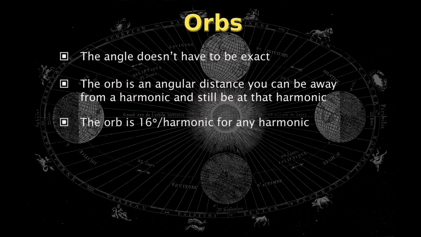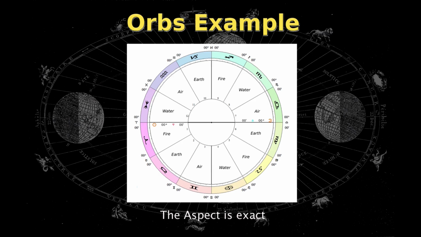The orb is always calculated the same way: 16 degrees divided by the harmonic, and this can be on either side. Take the second harmonic, for example. Its orb is 16 degrees divided by 2, for 8 degrees. To give you an idea of what that looks like, you can have an exact opposition, but it can also be either 8 degrees before or 8 degrees after being exact and still be considered under the second harmonic.